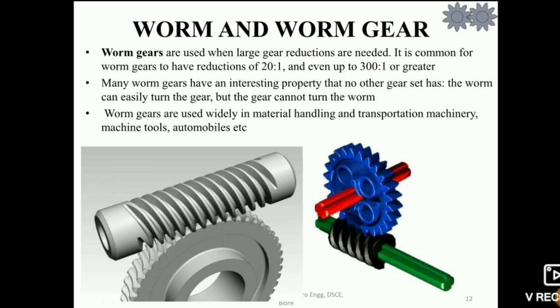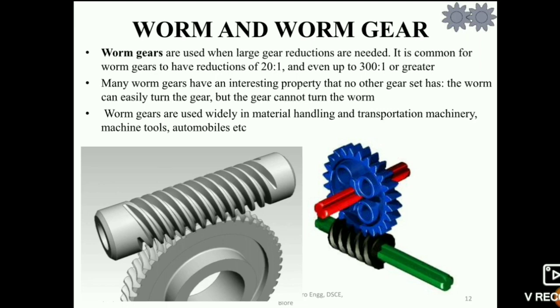So worm gears are used in order to have a large gear reduction. For example, if you have a very small force with which you are rotating the worm, you can rotate a very big gear. That means when the worm is rotating at a very high speed, that speed can be reduced to very small speeds for the bigger gear to rotate. So that's how we can have the speed reduction in this kind of gears. This is also used for material handling, transport machinery, and such purposes.